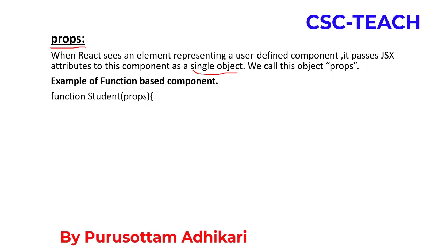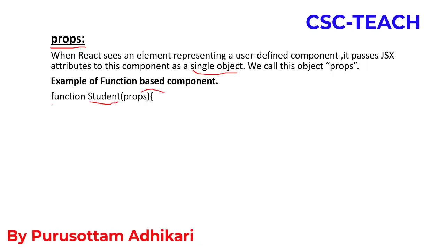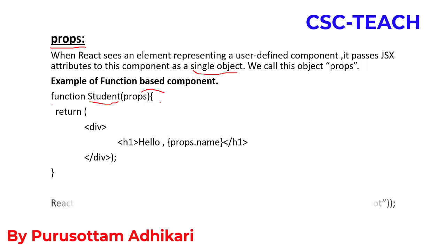Here we create a function with the function keyword, then Student, that is the component name. Props are the attributes or properties. Then the function will return a div with hello, props dot name. We can access props with the help of props dot name in curly braces. This props dot name is an expression.